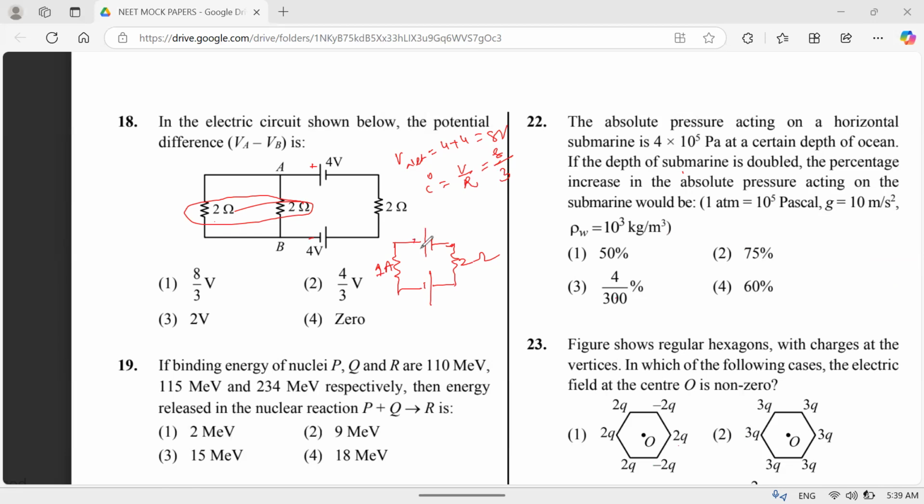So you can take any one, that's not an issue. Then if I'm talking about the potentials, I take any one potential. This is A and this is B. Start from A and come back to A again. So VA minus VB will be equal to the current flowing, I, into the resistance. From A to B only is asked, so from A to B it is I into 1. I value is 8 by 3. So 8 by 3 into 1, it is 8 by 3 volt. It is asking only for these two terminals.